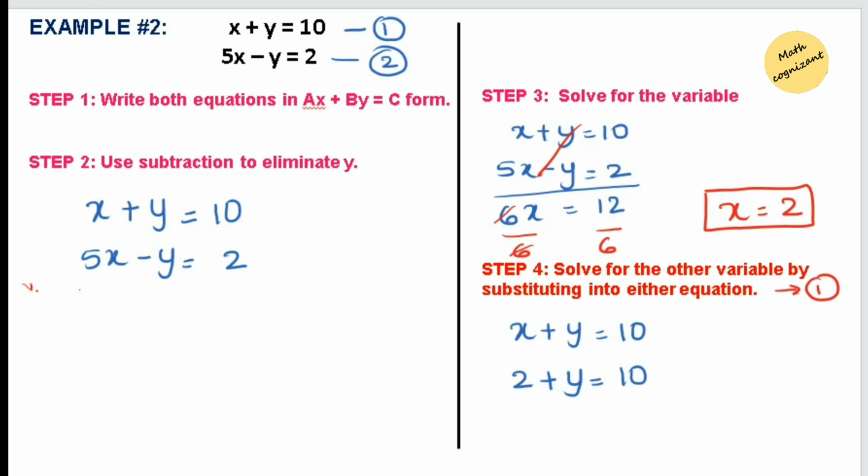Now this is an addition equation. We go on subtracting 2 from both sides. Negative 2 and negative 2. That gives 2 and 2 get canceled. y equals 8.